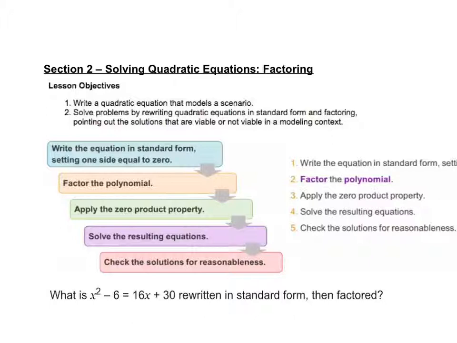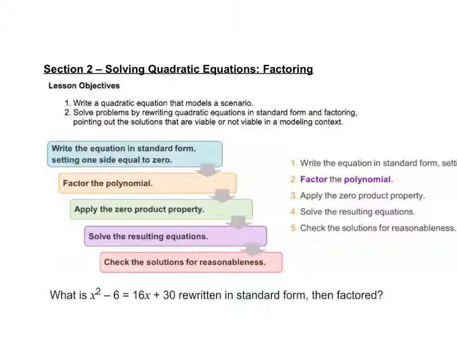So let's do this. Here's a list of things that we want to do. Write the equation in standard form, okay, setting one side equal to 0. We're going to factor the polynomial, okay, and then apply the zero product property, which we just did in the last section. Solve those equations, and then check the solutions for reasonableness.